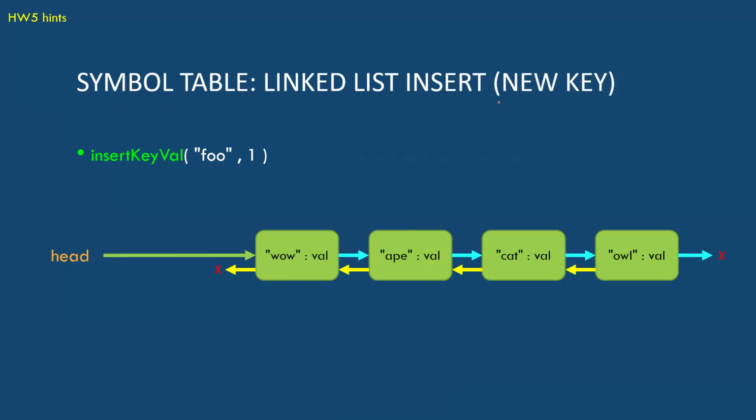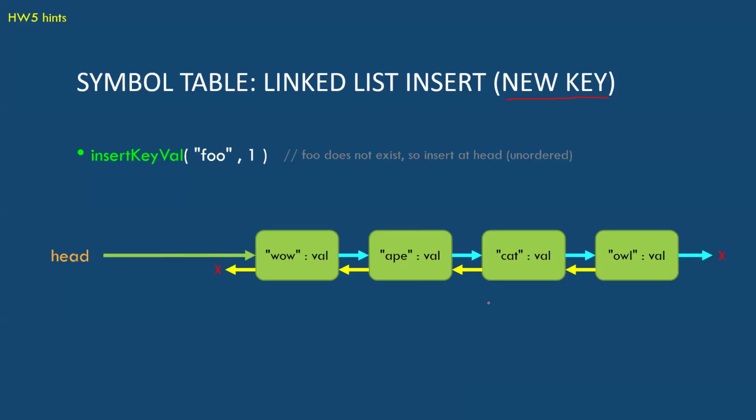But let's take a look at the new key example. So I'm going to try to insert foo. Obviously, foo is not here. So question, do we want to do an ordered list, or do I just want to put it in at the head and be lazy, technical term, lazy insertion. So let's do the lazy insertion. Let's just put it at the head.